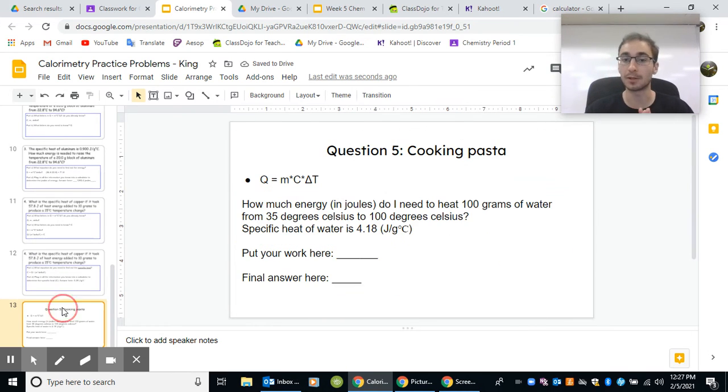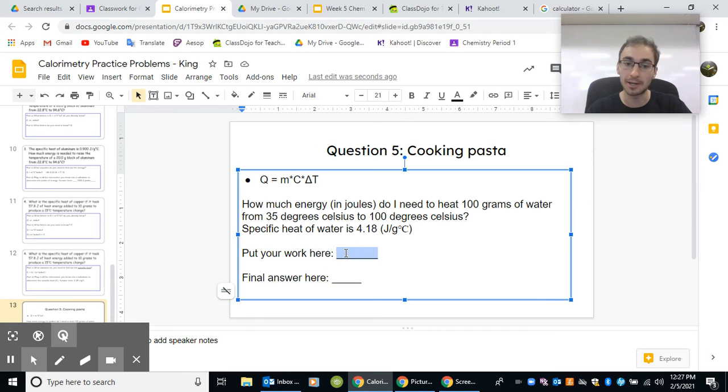Last one. This one, I took the training wheels off. No follow-up questions. You just had to put all the work here. The question: how much energy in joules do I need to heat 100 grams of water from 35 degrees Celsius to 100 degrees Celsius? Okay, specific heat of water is 4.18.